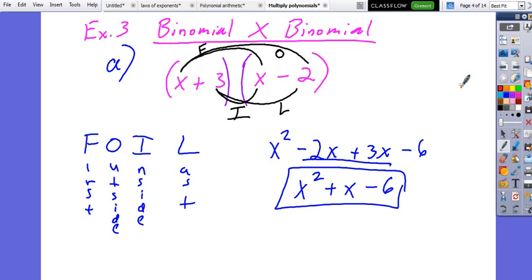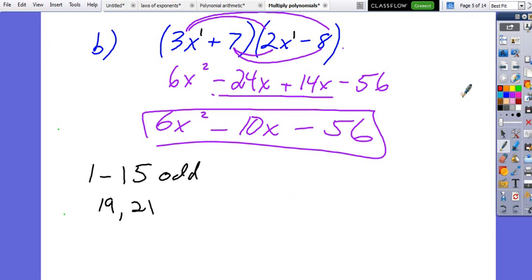Okay, moving on from binomial times binomial. Here's another one. Again, this is not complicated. This is not new. This is old stuff. So you see that we end up with 4 terms after the binomial distribution. And then we can simplify those 2 middle terms. And we end up with, in this particular problem, a quadratic trinomial. If you were asked to name this thing by degree and number of terms, you would say it's a quadratic and it is a trinomial.